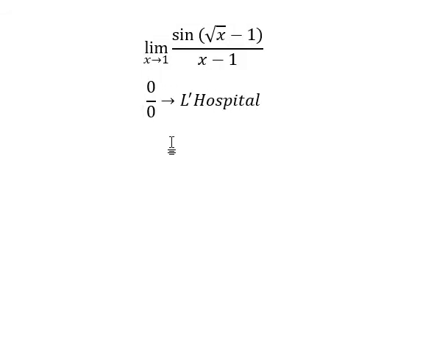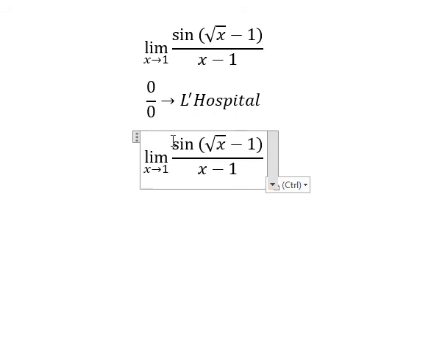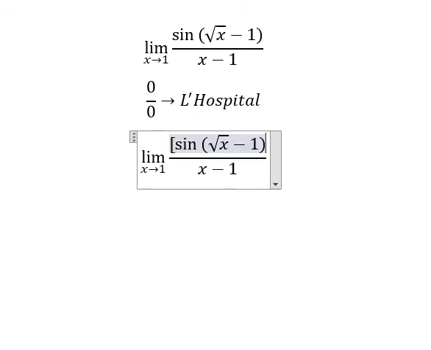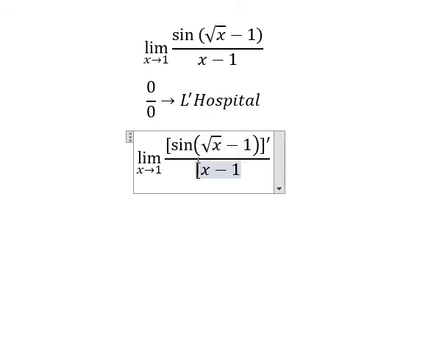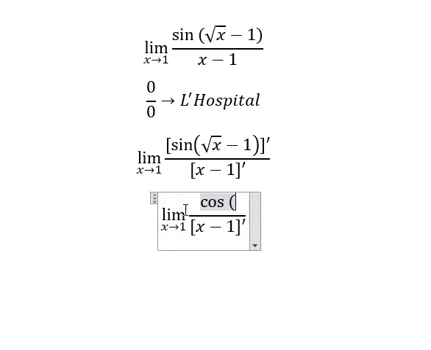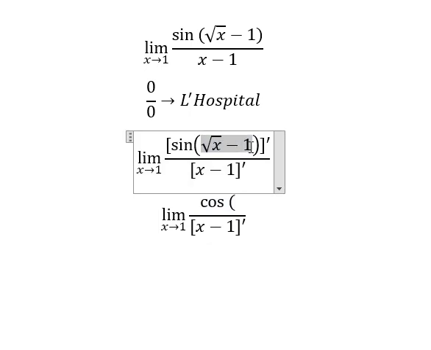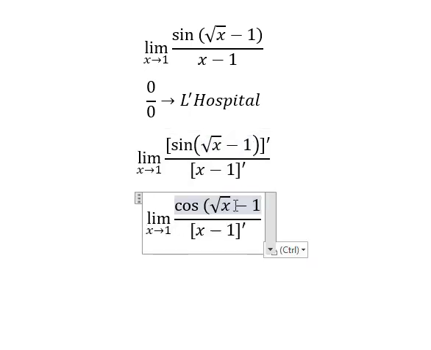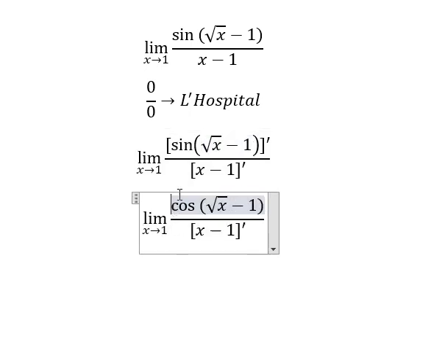So we need to first take the derivative of the numerator and denominator. First, the derivative of this one, you get cosine of the square root of s minus 1. Then we continue by taking the derivative of what is inside the sine.